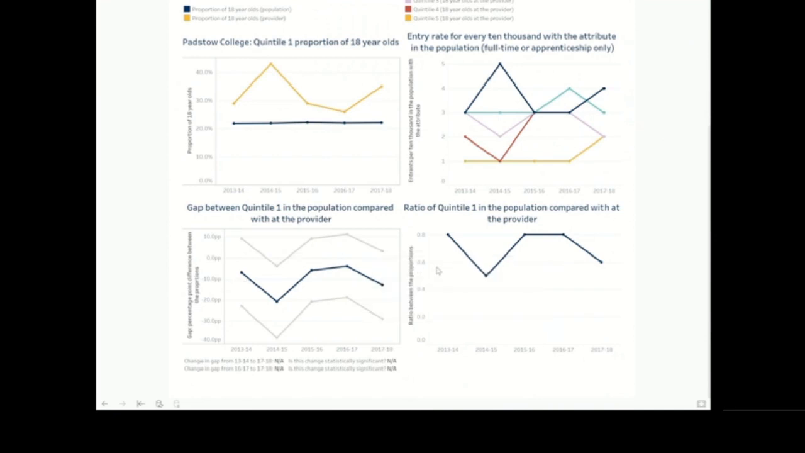Next to this on the right, we have an equivalent chart showing the ratio rather than the difference. And both of these charts at the bottom relate to the proportions shown in the chart in the top left.